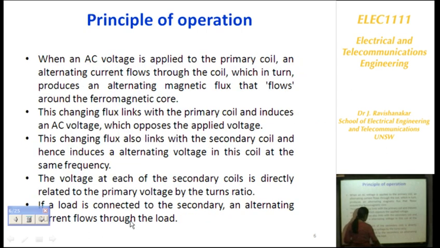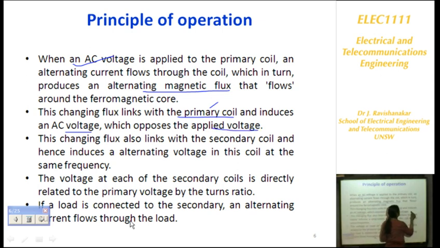So what is the principle of operation? To put it in simple terms, the principle of operation is electromagnetic induction. When you apply an AC voltage to the primary coil, an AC current flows through the coil. This produces a changing, or alternating, magnetic flux, which flows around the ferromagnetic core. Now this changing flux links with the primary coil, the same coil, and induces an AC voltage which opposes the applied voltage. So it is VL1(t), let us say. This opposes the applied voltage, which is V(t).